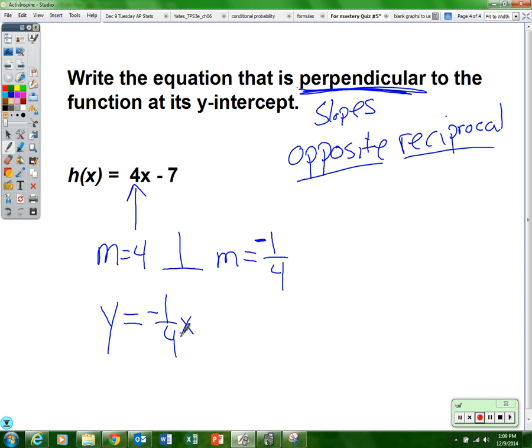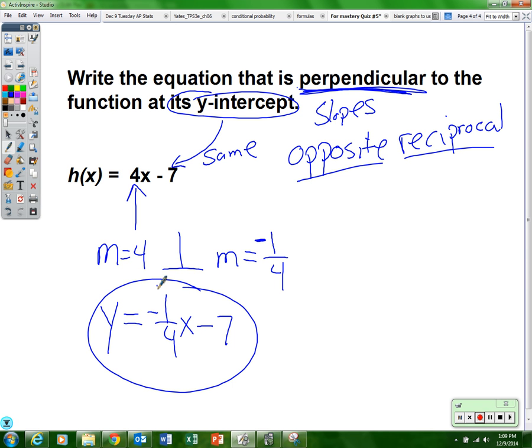Now, it says that it's going to be at its y-intercept. So that means we're going to keep the same y-intercept. So we just need to put minus 7 behind it. Okay, so these two equations are perpendicular to each other.